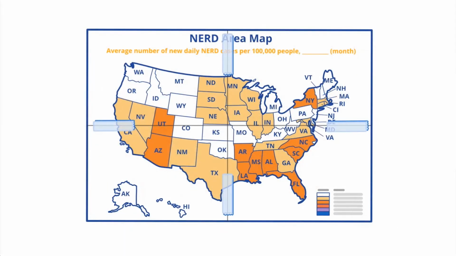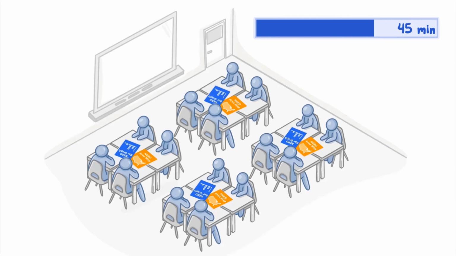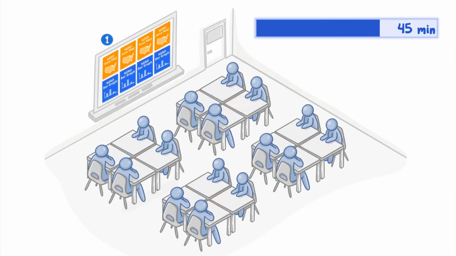Then, give students enough time to complete the graph and the map for their month. Next, have each group post their graph and map on the board in chronological order.